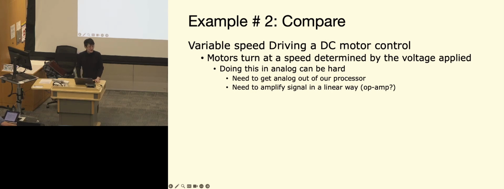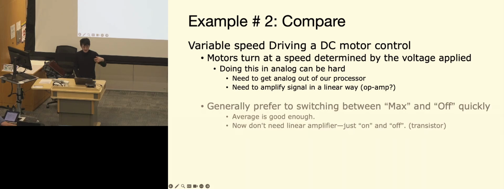The computer in general is not great at handling analog signals, and it becomes messy. It turns out that the better way to do this is actually to switch between on and off, or max and off, quickly. Then we use the average of that, or duty cycle, so that we get a measure of how much power or how much triggering was sent to the specific device, as opposed to purely using voltage to do that.